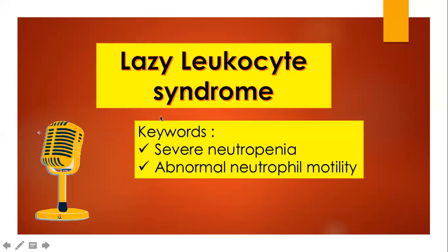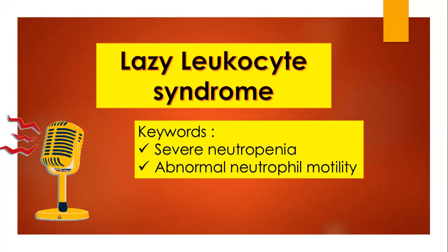What you need to remember about this lazy leukocyte syndrome are the following keywords. There is severe neutropenia. When we say neutropenia, there are decreased levels of neutrophils, and there is an abnormal neutrophil motility. So you take note, they are characterized by severe neutropenia that is associated also with abnormal neutrophil motility. And in this type of disorder, they are also characterized by recurrent infections. And if you check the photos of patients with this type of syndrome, you can see it is associated with stomatitis. They are also associated with gingivitis, otitis, and low-grade fever.